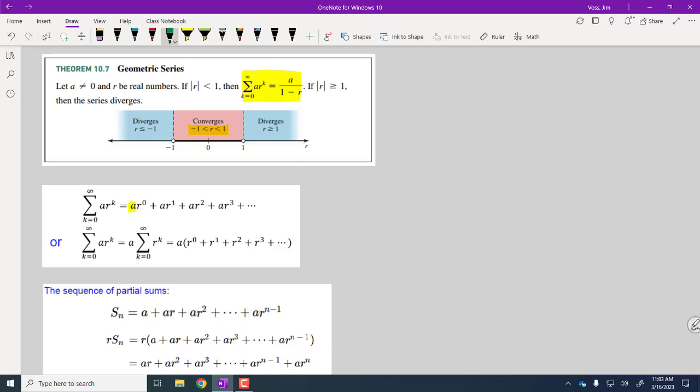r is the common ratio. So we're going to do repeated multiplication by r. That is our common ratio. That's going to take us from one term to the next. And that's all we need to know to find the sum of an infinite geometric series: a over 1 minus r. That's it. Not too hard.